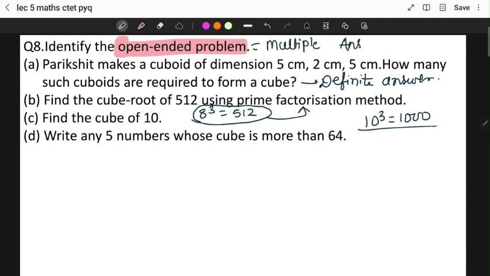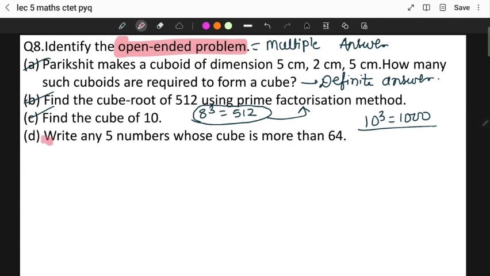Multiple answers. Possibility of multiple answers. So option A, option B as well as option C are options where we are going to get a definite answer, or a single answer. That is, 8's cube is 512, 10's cube is 1000. Other than that, there is no number whose cube is 1000 or whose cube is 512. There is a definite answer, that is 8 and 10 respectively.